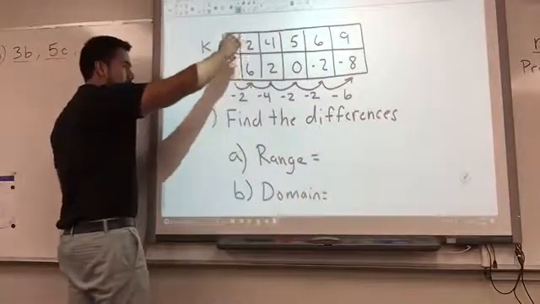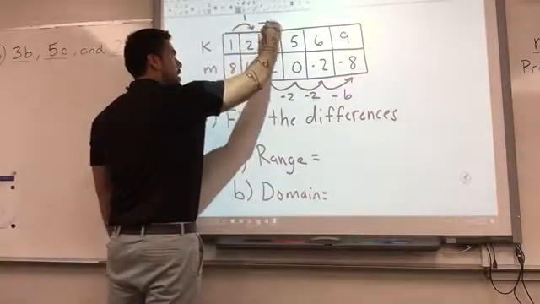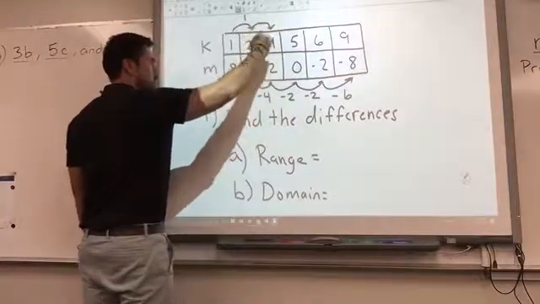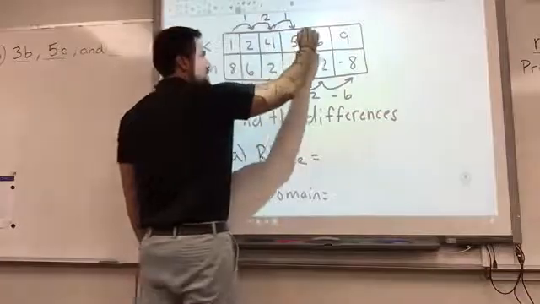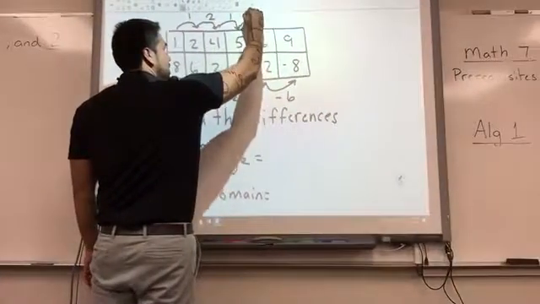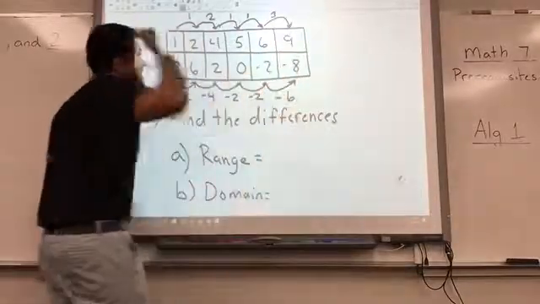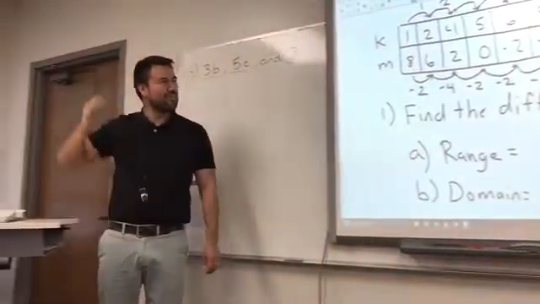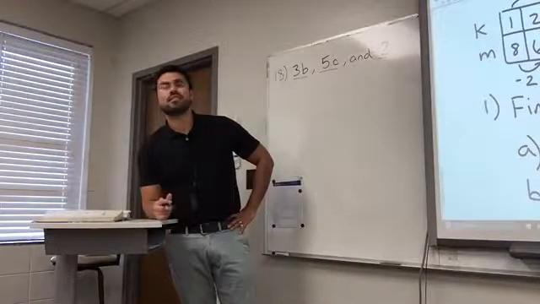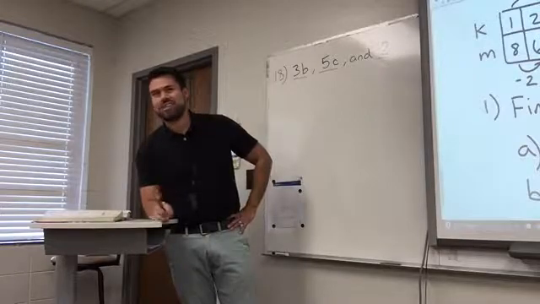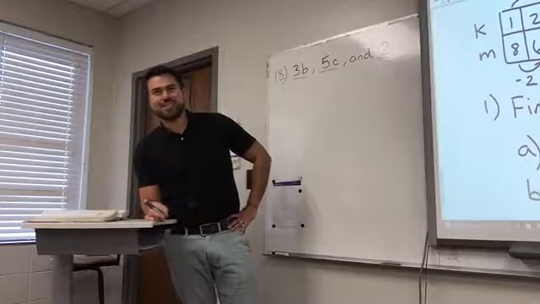All right, what are the domain differences? So what's 2 minus 1? 1. Oh, that's nice. Uh-oh. What's 4 minus 2? 2. What's 5 minus 4? What's 6 minus 5? What's 9 minus 6? 1, 2, 1, 1, 3. Oh, I could... No, I can't. Can't see the pattern. This is confusing. This is confusing.